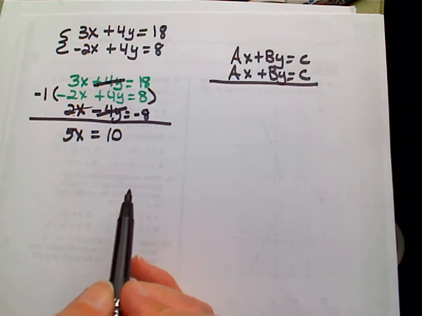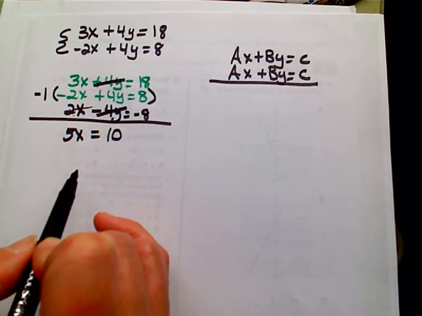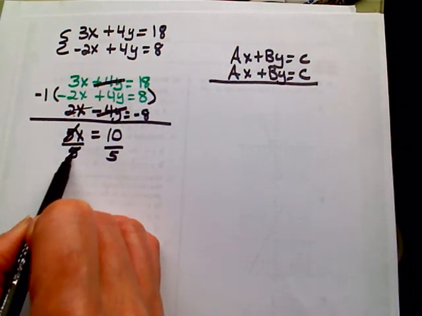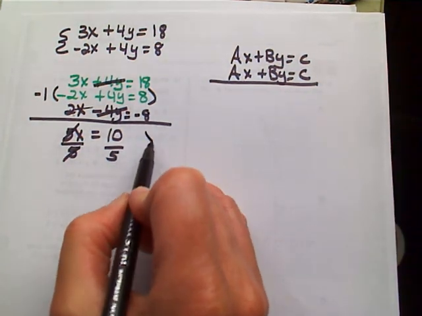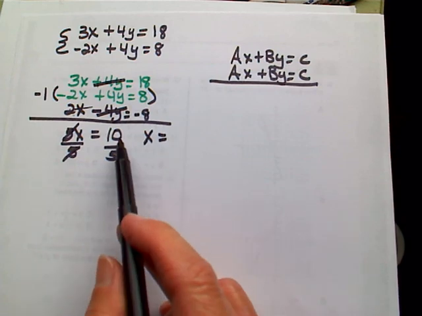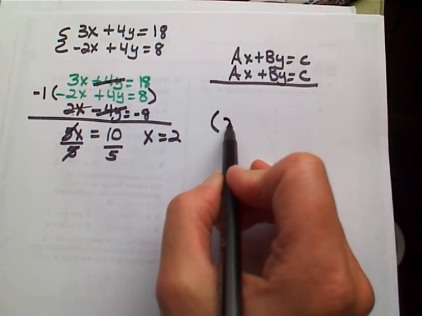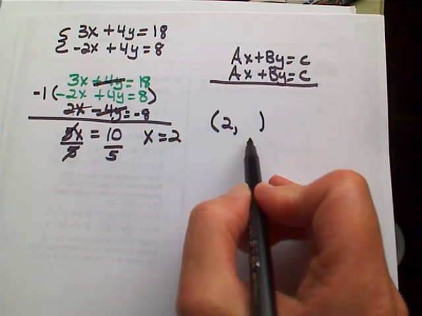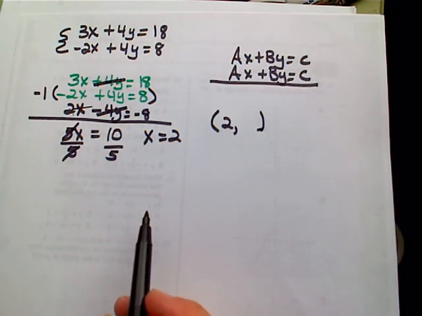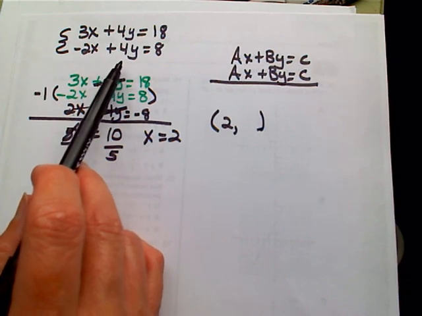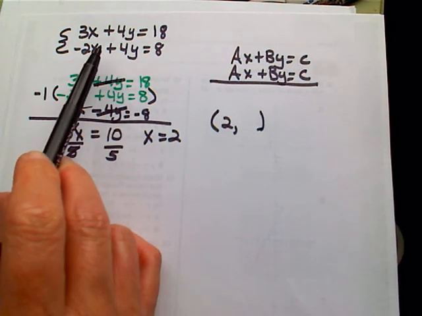And then I'm going to divide both sides by 5 to eliminate this 5 with the x, so that those two will cancel out, leaving me with x equals 10 divided by 5 is 2. So in my ordered pair, I have the 2. Now I need to find the y. So I can do that again by going up to either one of these original equations and plugging in the value of x to now solve for my y.